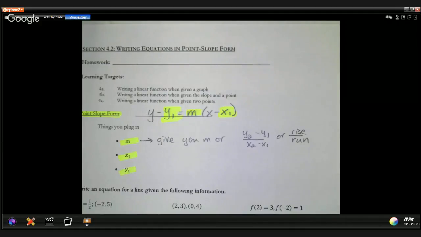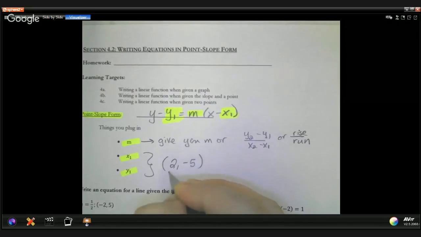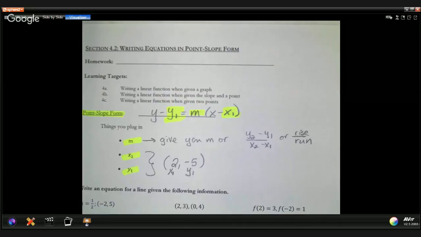The x1 and the y1, you always are going to have to be given a point that the line goes through. The first number is the x1, the second number is the y1. So you're always going to be given a point that the line goes through, and you have to have that. Now, if you're given 2 points that the line goes through, you pick one. It doesn't matter which one you use, in the end, you're going to get the same answer.